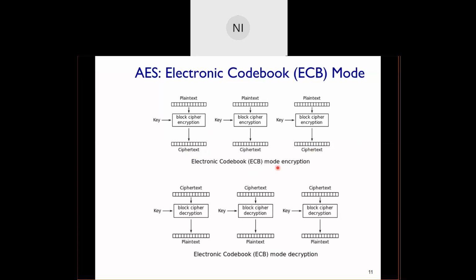And at the reverse side, you do the opposite, where Bob also has the same key and the encryption algorithm, so he can take the ciphertext and get back the plain text. So can somebody comment on any problems with this particular mode of AES operation?